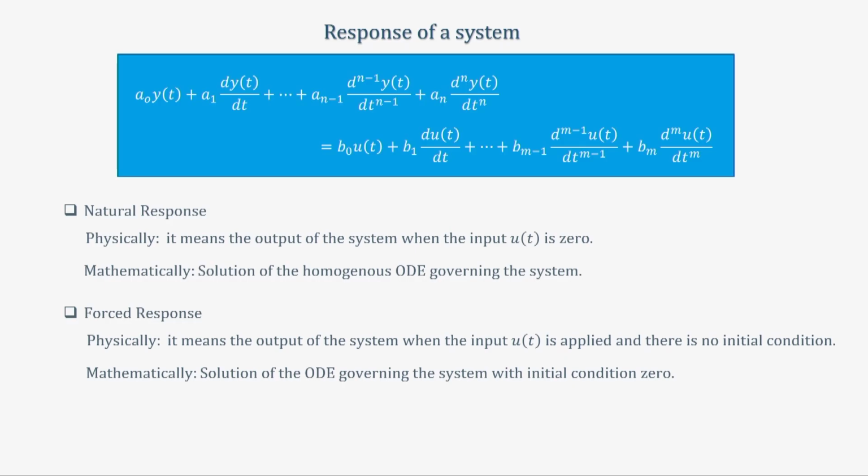So, mathematically, the solution of the ODE governing the system with initial conditions 0 is the forced response of a system, whereas the natural response of a system is the solution of the homogeneous ODE governing the system, where you are considering input to be 0, but initial conditions are non-zero.